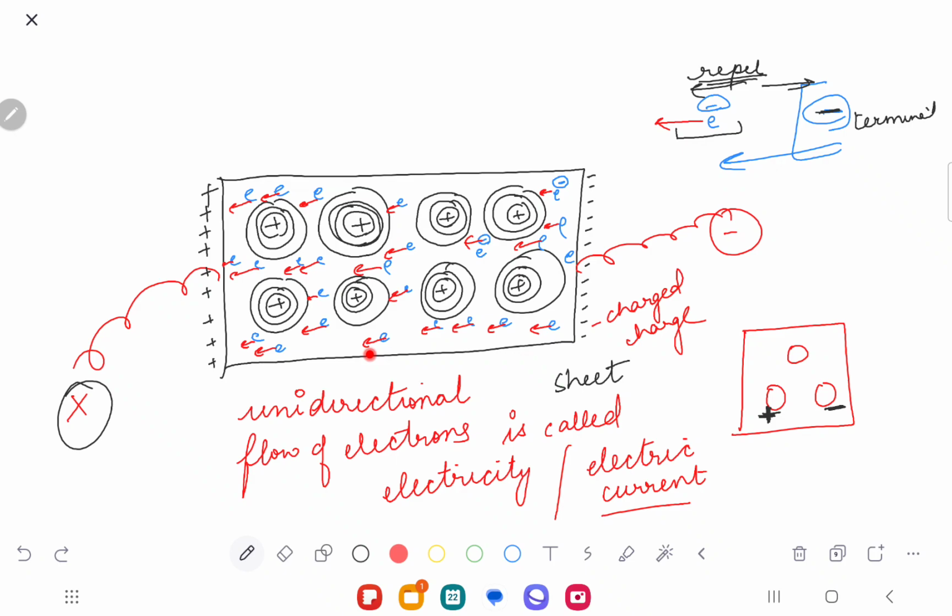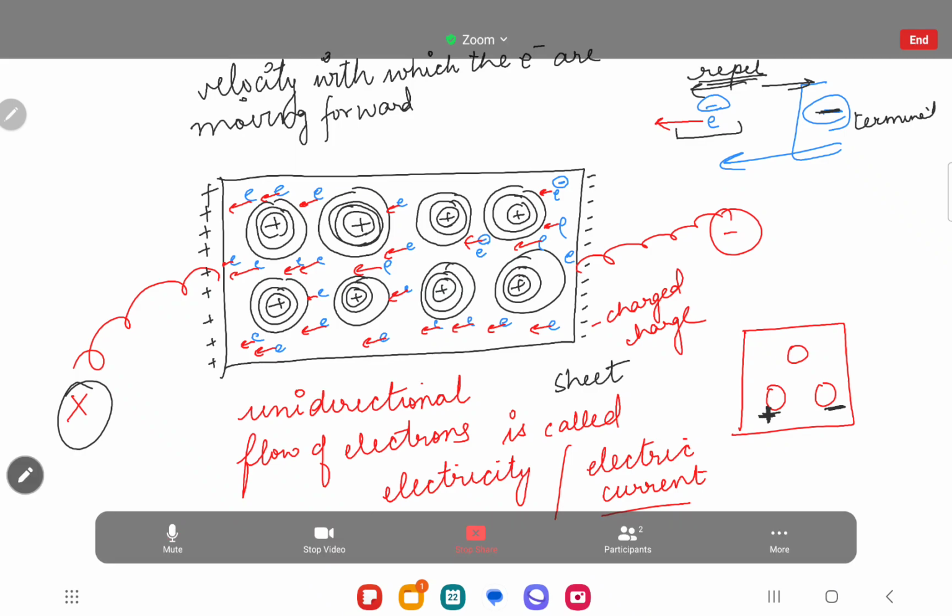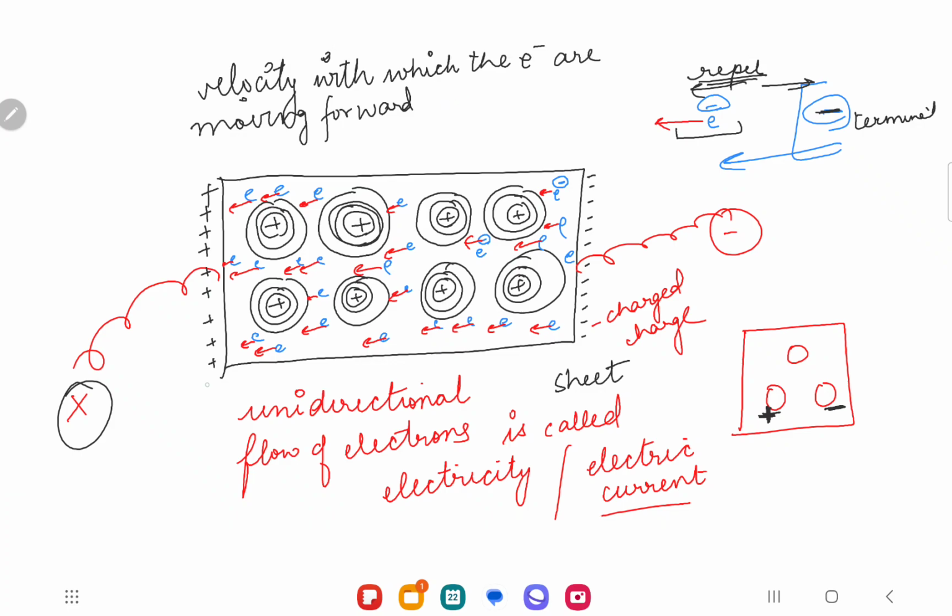And now you see, here they are not cancelling out each other's motion. So the velocity with which these electrons are moving forward, the electrons which are moving, that velocity is called the drift velocity.